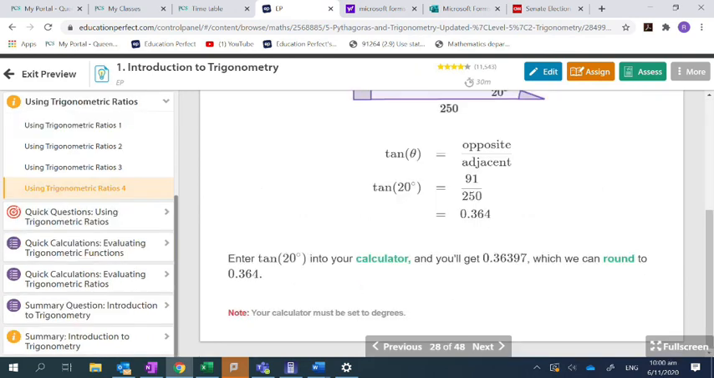I do want you to look at this one. Because the fraction was really ugly, they went ahead and changed it into a decimal. Notice that when they did it, you got a different answer, but you need to round it. So if it's an ugly fraction, you can change it to a decimal.